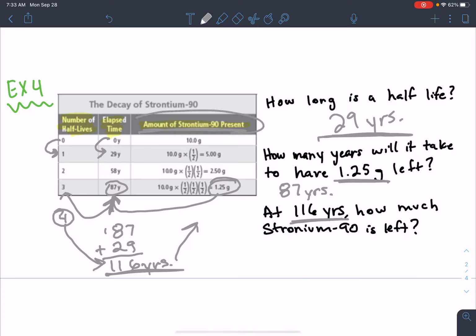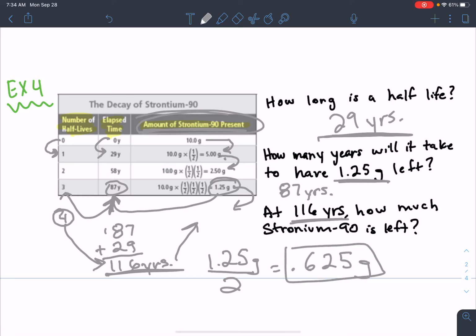What would go under this amount of strontium present? So remember, we just divide by 2 every time. So we went to 1 half-life, we did 10 divided by 2, and we got 5. When we did our second half-life, we did 5 divided by 2, we got 2.5, so on. So now we have to take this, and we have to divide it by 2 to get our one at 116 years. So we'll do 1.25 grams, and we're going to divide it by 2. And I'm going to just use a calculator on this one. Like I said, if you're not sure what it is, you don't want to have to do it in your head, just pull out your phone, use that as a calculator. And so for this, we're going to get 0.625 grams is what's left.